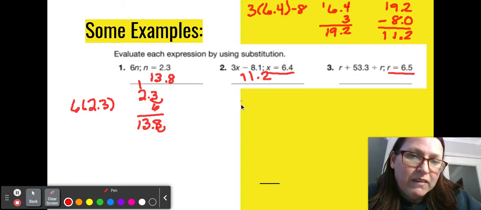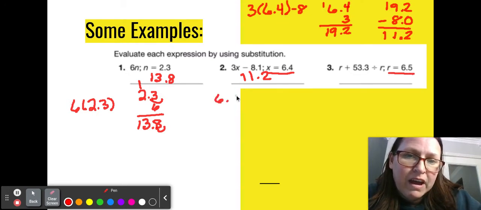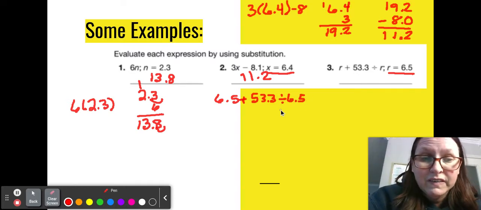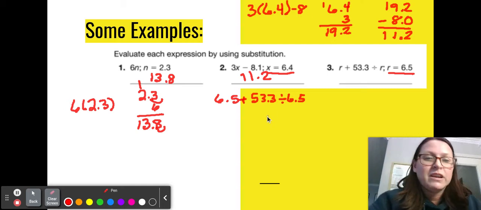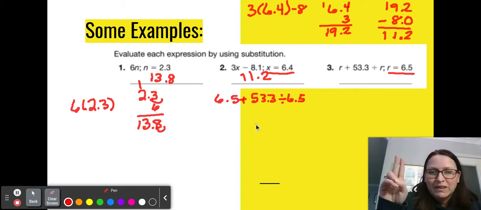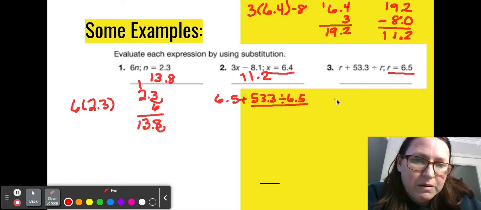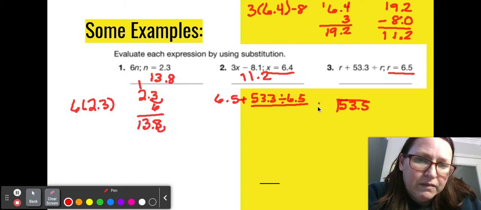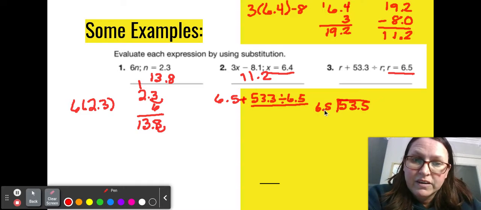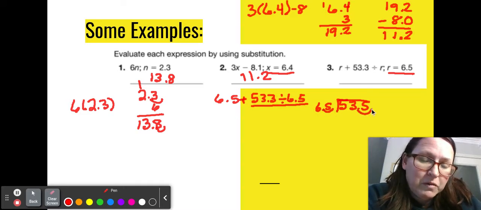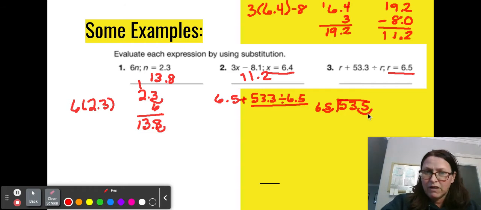Okay, let's look at number 3. R equals 6.5, so I have to substitute it. So I've got 6.5 plus 53.3 divided by 6.5. Well, this one right here, I have to start with my multiplication and division. I don't have parentheses. I don't have exponents, but I do have multiplication and division right here. So now I've got to do 53.5 divided by 6.5. First thing I have to do is I move my decimal over here, and I move my decimal over here. So I have 65 into 535.